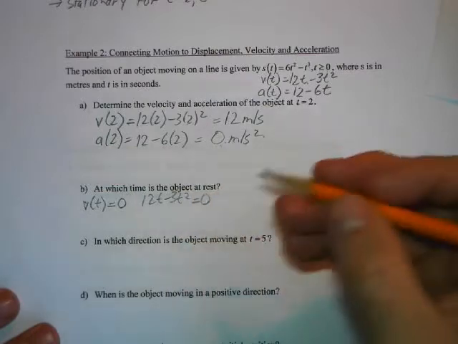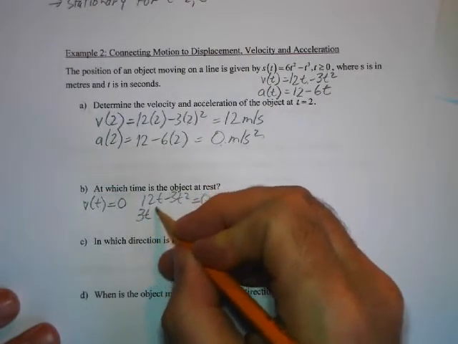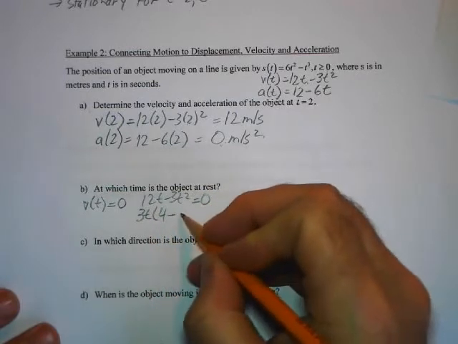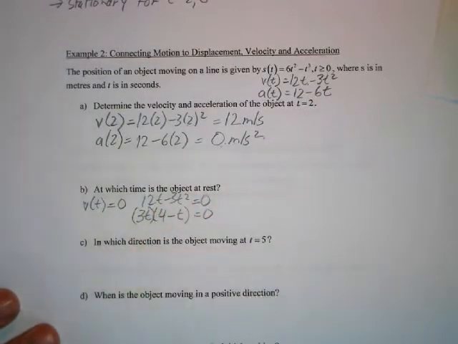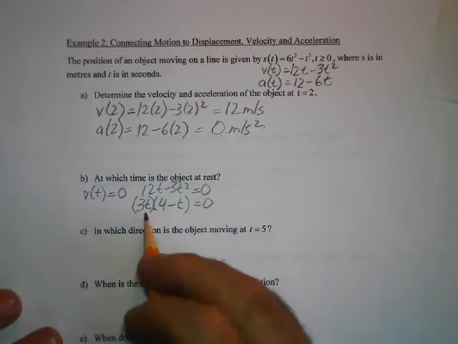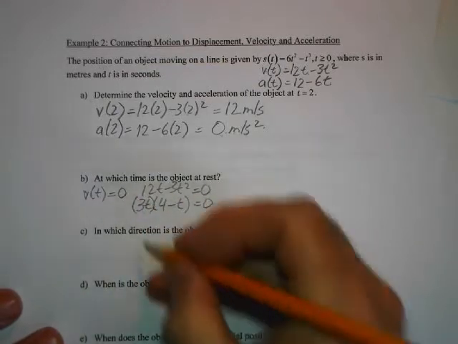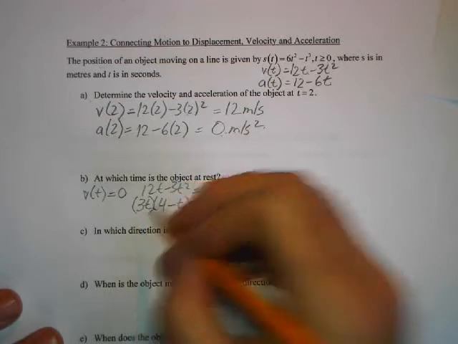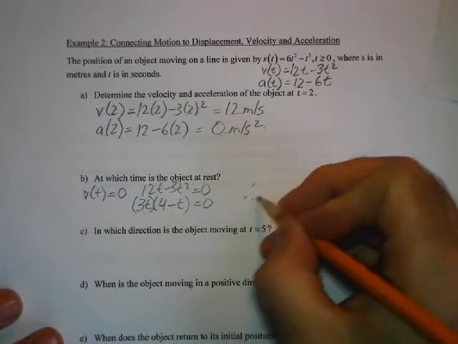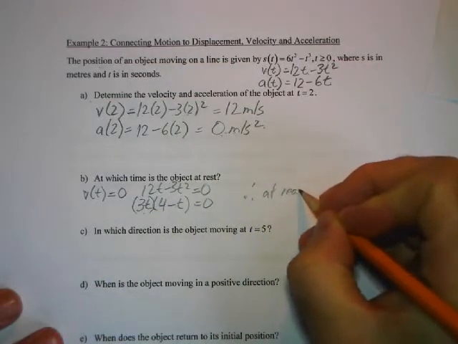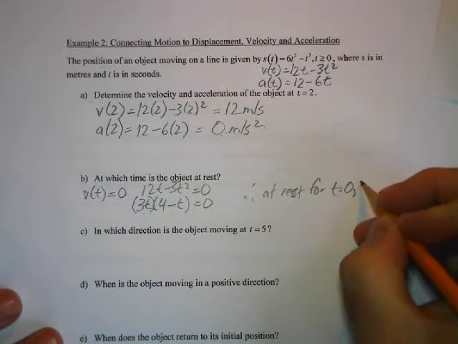Let's see how we can do this. I'm going to factor out the 3t, and I'm going to be left with 4 minus t equals 0, and I put brackets around it just to make it look more like a factor. So basically, whenever one of these is equal to 0 is when the object is at rest. So this is going to be t equals 0, and this is going to be t equals 4. So therefore, it's at rest for t equals 0 or 4 seconds.